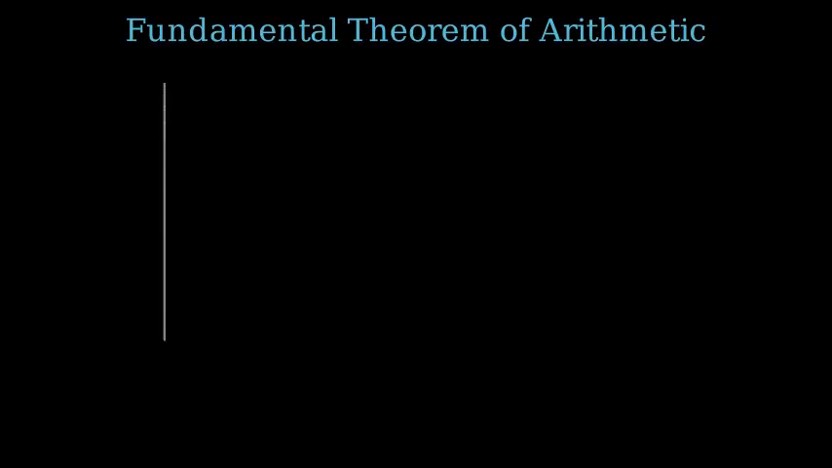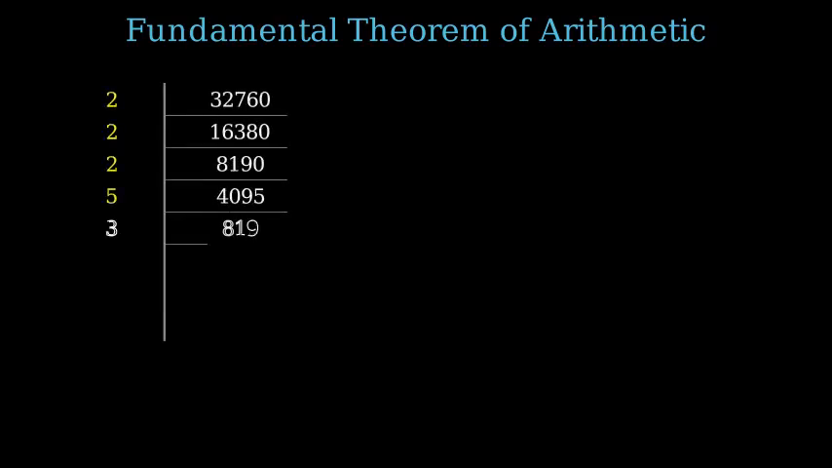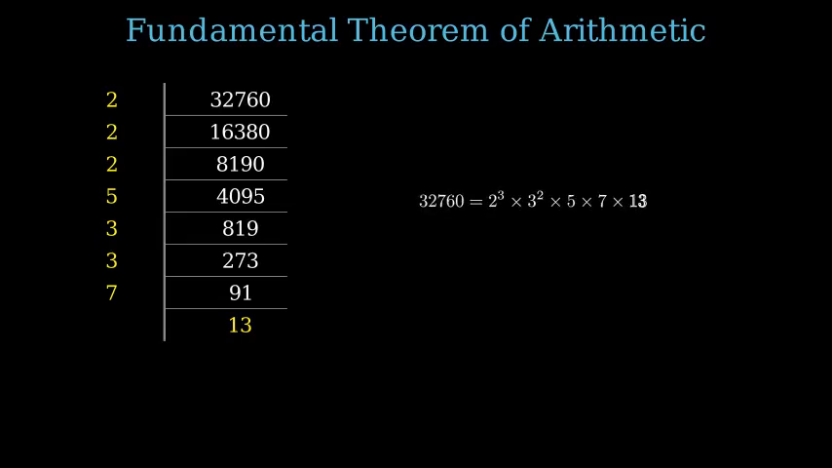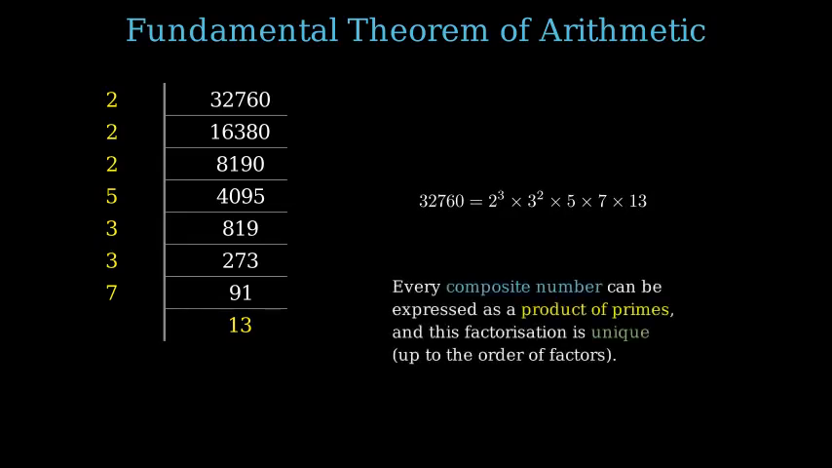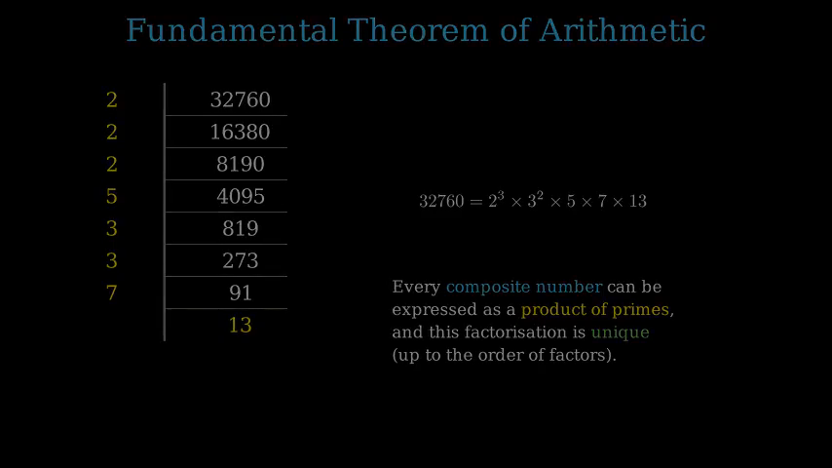Let us factorize 32760 using the division ladder method. We divide by 2 to get 16380. Then by 2 again to get 8190. Then 8190 by 2 gives 4095. 4095 by 5 gives 819. 819 by 3 gives 273. 273 by 3 gives 91. 91 by 7 gives 13. And 13 is a prime number.